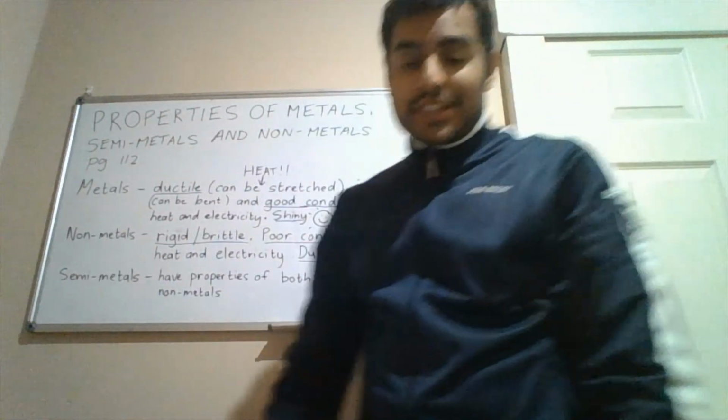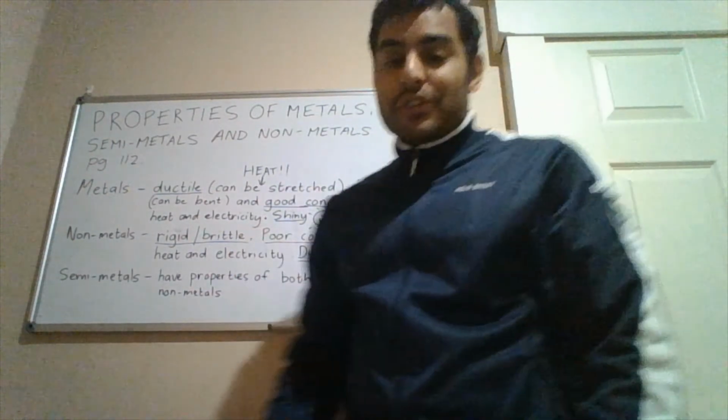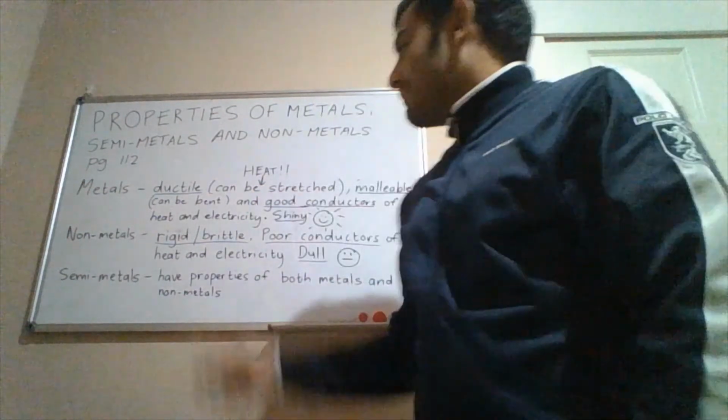Next, we have the category non-metals. And they have the properties of being rigid or brittle. Rigid means it can't be bent easily. So for example, this plastic pen is rigid. Brittle means that it can easily be broken up into pieces.